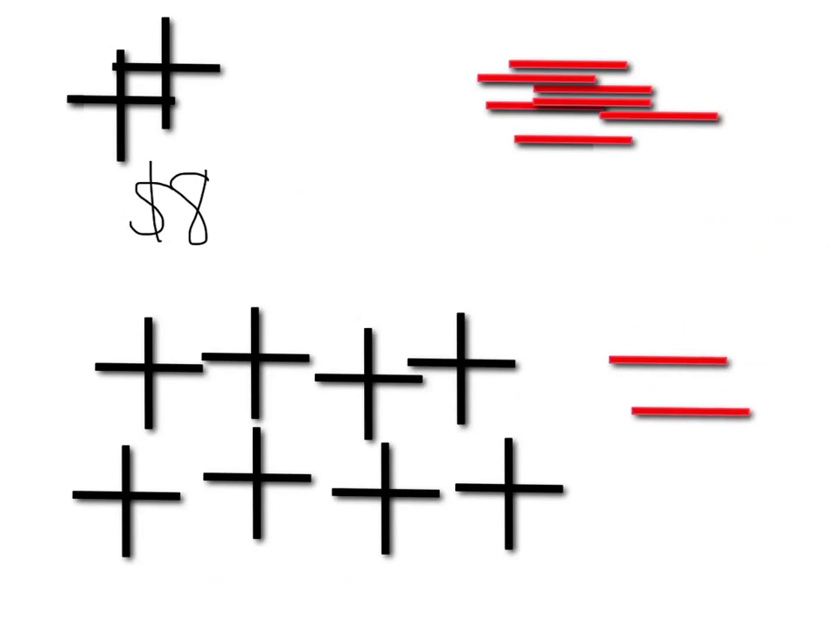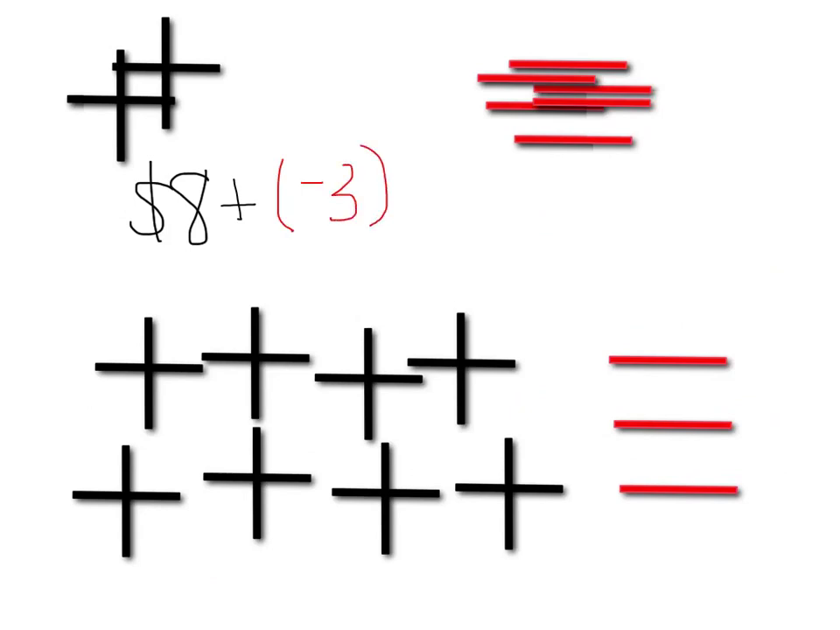So we can say that this account started off with a positive $8. And then let's say that this person borrowed $3. Okay, so they're adding to their account a debt of $3. So we're adding, but it's negative 3. What's the final account balance going to be? Well, if you've got 8 and then 3 negatives, 3 of those negatives are going to cancel out 3 of the positives. So then that means we have a positive $5.